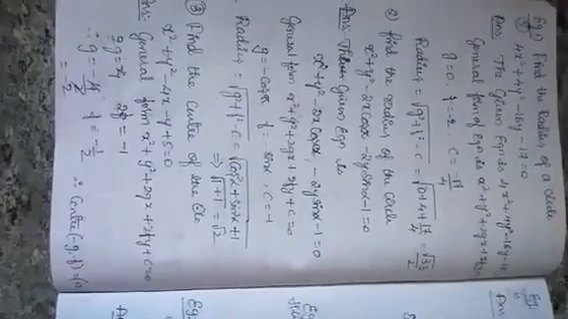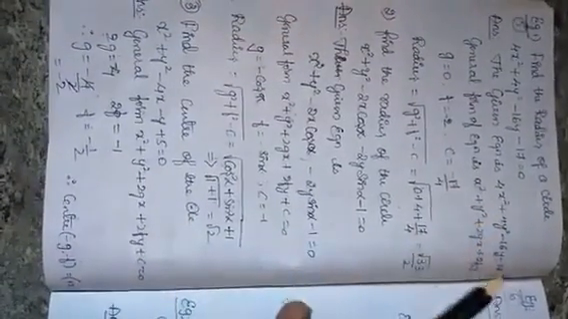x equals 5 cos theta, y equals 5 sin theta represents the circle with center (0, 0), and the radius is 5. Now, let us discuss some examples here.